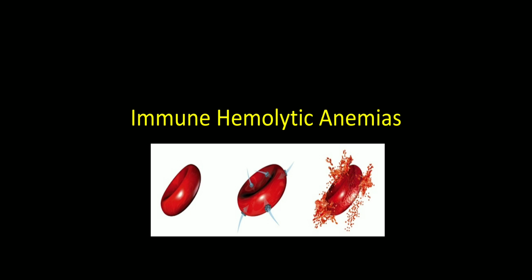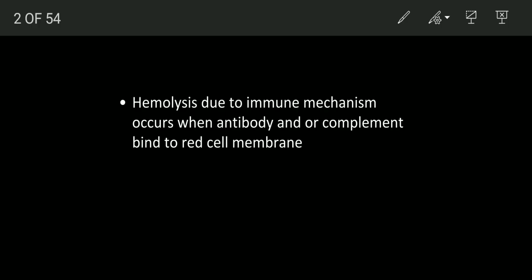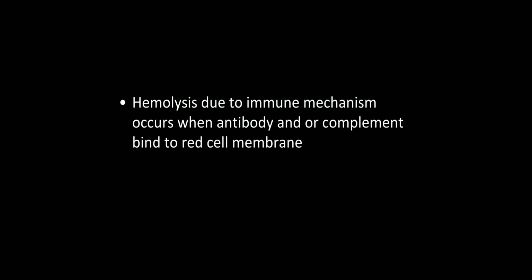So what do you mean by the term immune? That is hemolysis which happens due to some antigen antibody reaction. So that is known as immune. The term denotes some antigen antibody reaction is there. So where is this antigen? It is situated on the red cell membrane, the RBCs, and the antibodies will bind to this red cell membrane and cause lysis. So that is a basic underlying mechanism.